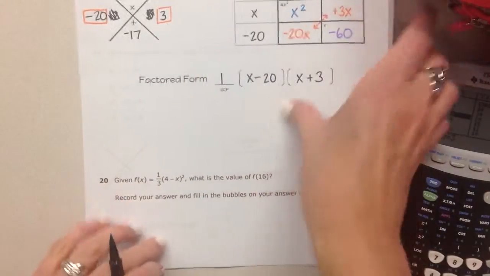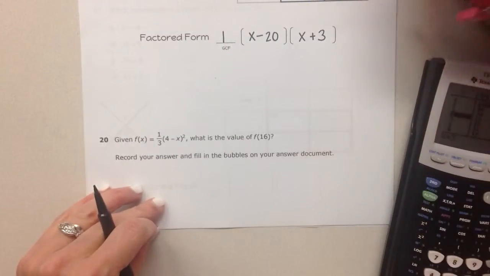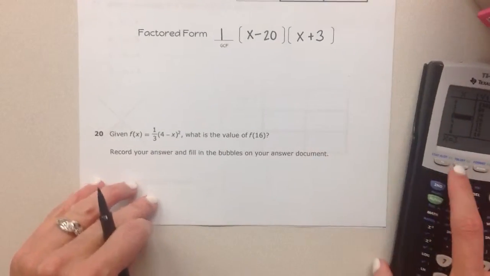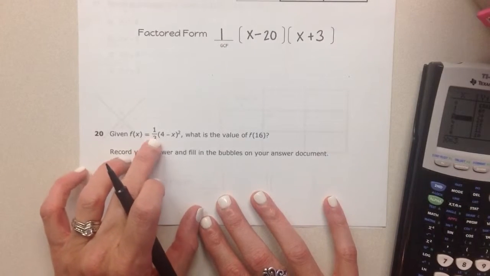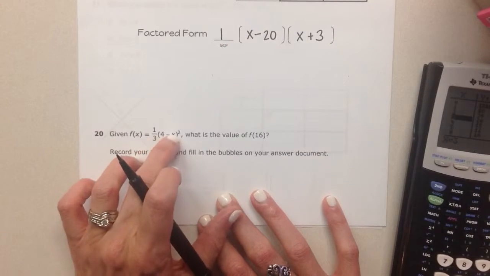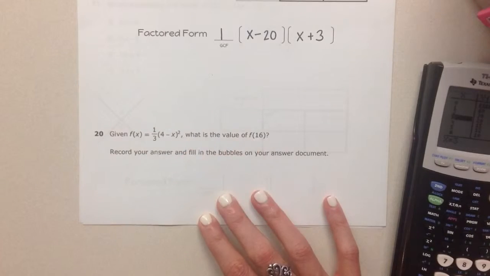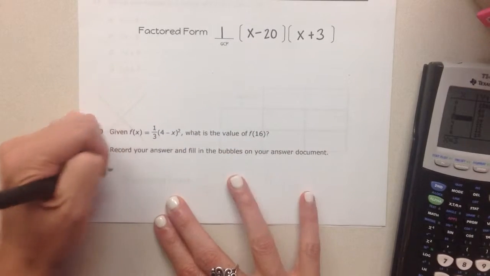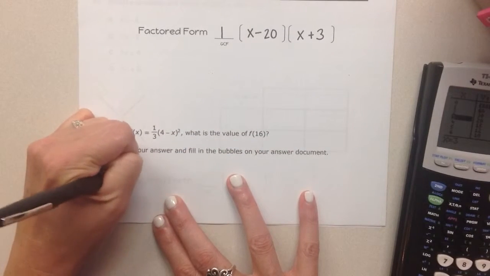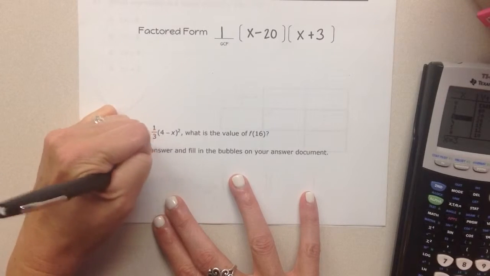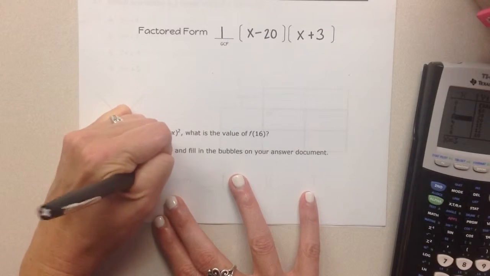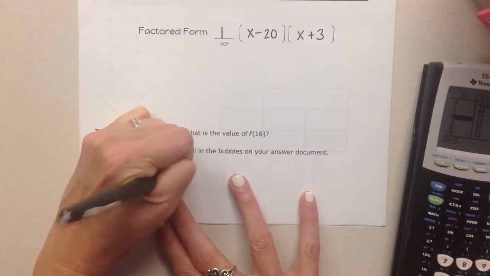All right, looking at question number 20. It says, given f of x is equal to 1/3 times the difference of 4 and x squared, what is the value of f of 16? Okay, so f of x is just another way to say y equals. We've got 1/3 times 4 minus x squared.